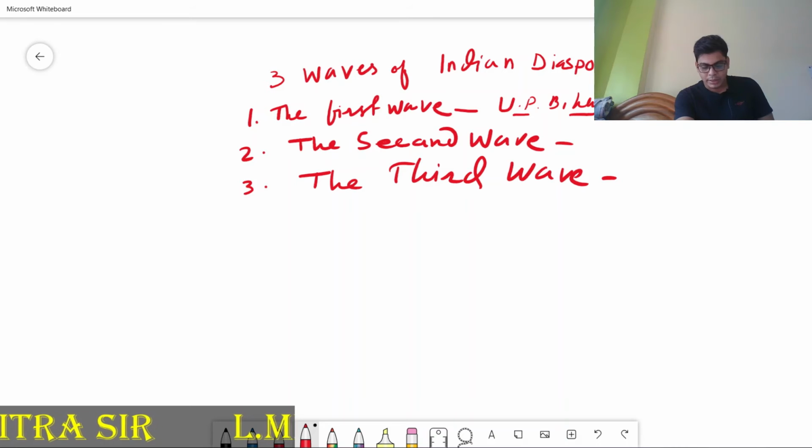Okay, in the second wave you can see migrants going to neighboring countries like Thailand, Malaysia, Singapore, Indonesia, Brunei and the African countries. This was a recent development, for professionals, artisans, traders and factory workers who went to these countries in search of a better quality of life. So the first wave we have seen was Mauritius, the Caribbean islands, African islands and Fiji. But in the second wave it is Malaysia, Singapore, Indonesia, Brunei and the African countries.